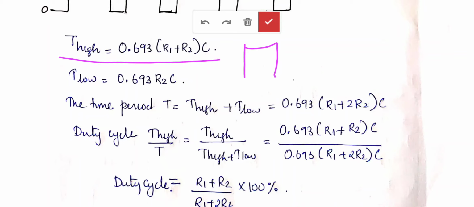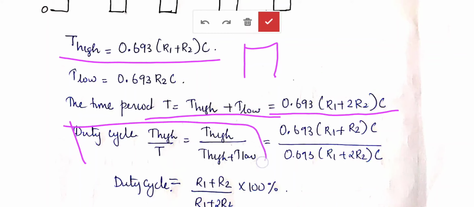During high, charging is taking place, and T low is equal to 0.693 R2 C. Discharging is through the resistance R2 and C, right? So T low is 0.693 R2 into C. So what is the total time period? Total time period T is equal to T high plus T low, that is 0.693 (R1 + 2R2) C.